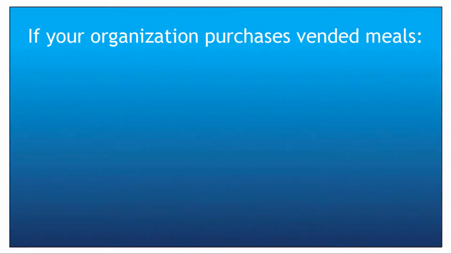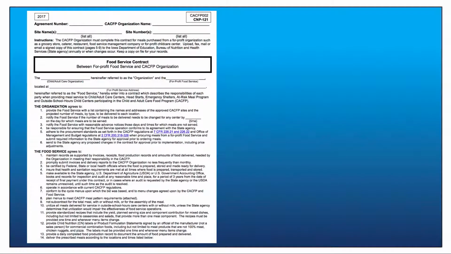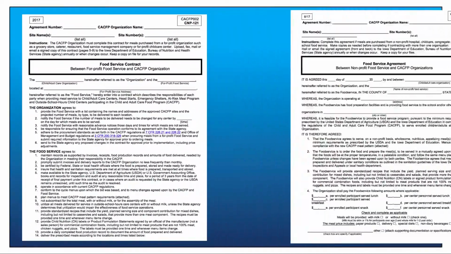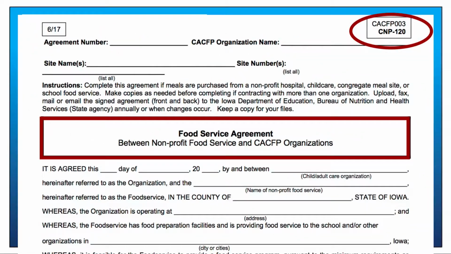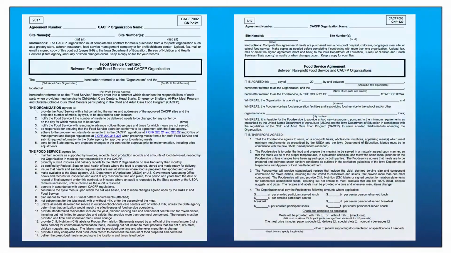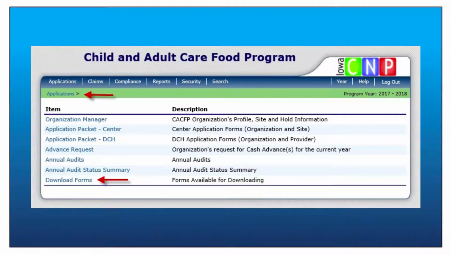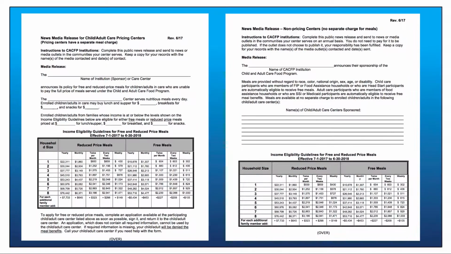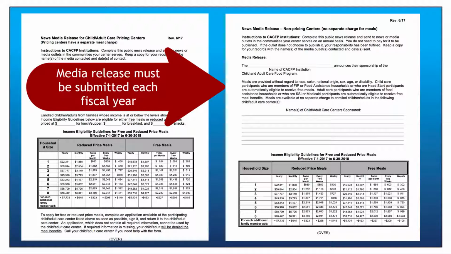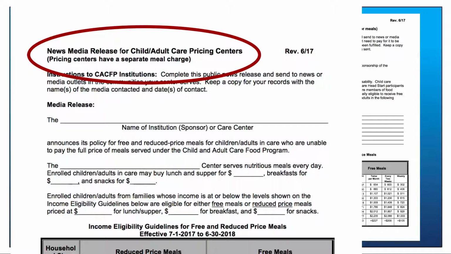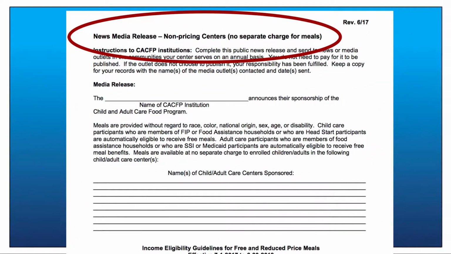If your organization purchases vended meals, a food service contract, Form C&P 121, or food service agreement, Form C&P 120, is required. These documents must be renewed each fiscal year. The forms can be found in download forms. The media release must also be submitted to at least one media outlet in your service area each fiscal year. Two versions of the form, one for pricing organizations and the other for non-pricing organizations, are available in download forms.